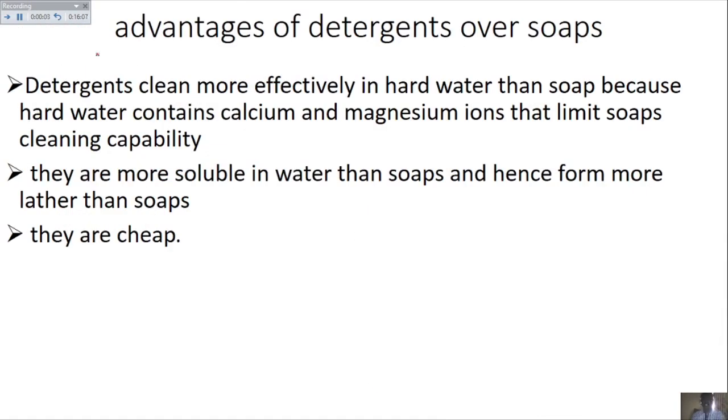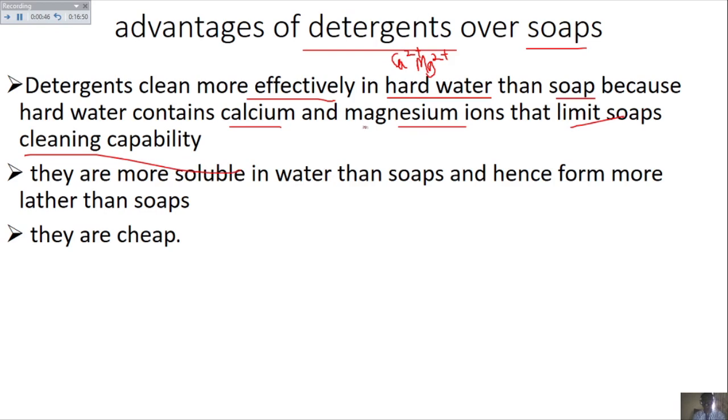Now let's quickly talk about the advantages of detergents over soaps. Detergents clean more efficiently in hard water than soap. When we're talking about hard water, we're talking about water that contains calcium 2+ or magnesium 2+. Therefore it cleans more effectively in hard water than soap, because hard water contains calcium and magnesium ions that limit soap's cleaning ability.